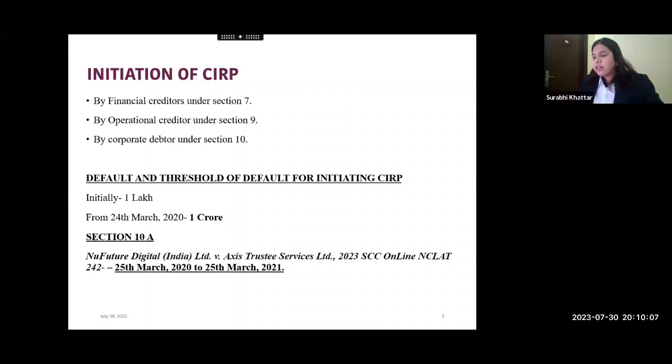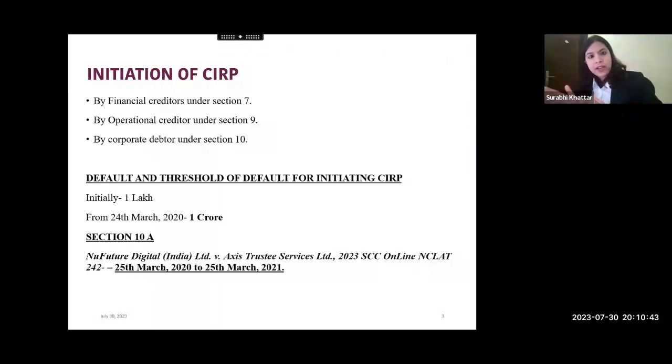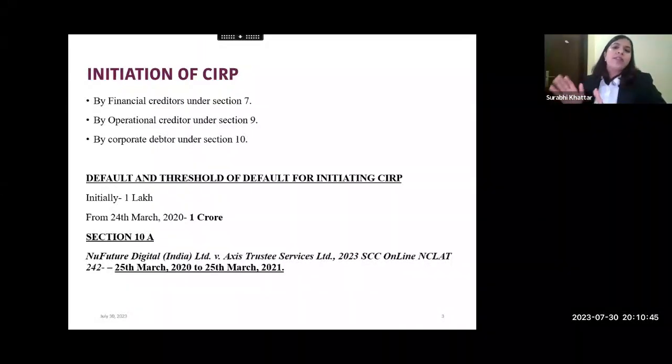Secondly, during 2020, when COVID had hit, it was also felt that there were certain businesses that could not perform because of the lockdown and COVID. Therefore, the central government had also exempted a period of time in which if a company defaults, then insolvency proceedings cannot be done against that company for a default in that period. And that period is 25 March 2020 to 25 March 2021.